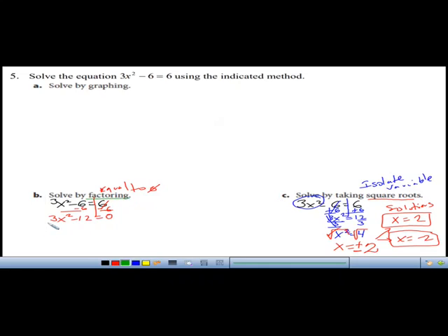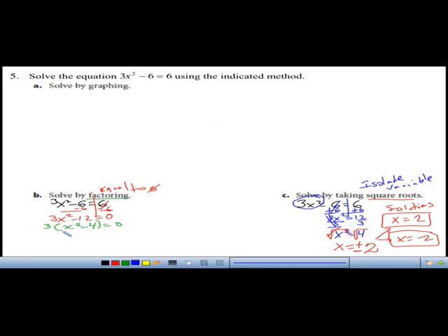Factoring. This is not a trinomial. We can't take the square roots. So what else can we do when factoring? Check for GCF. Is there a GCF between 3x squared and negative 12? Yes, it's 3. And we're left with parentheses x squared minus 4, close parentheses, equal to 0. Am I done? I'm going to switch to blue. No, inside of the parentheses, it looks like a difference of squares.